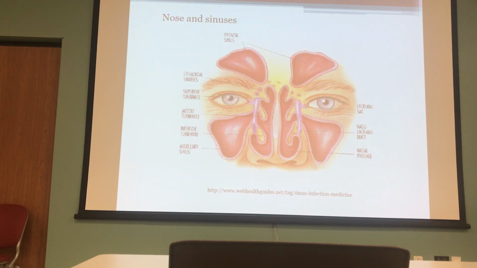Ethmoid, superior turbinate, middle turbinate, inferior turbinate, maxillary sinuses, frontal sinuses. These are all the things that you palpate for sinusitis.